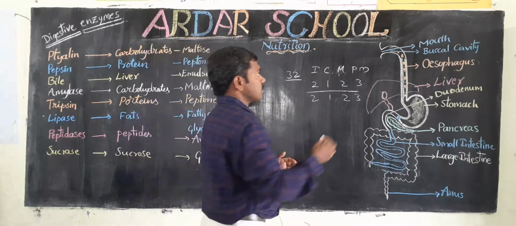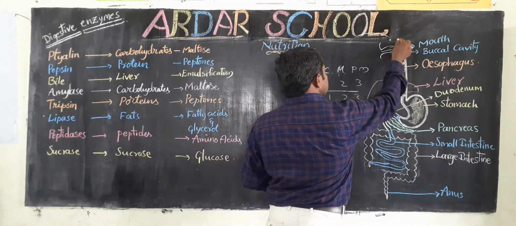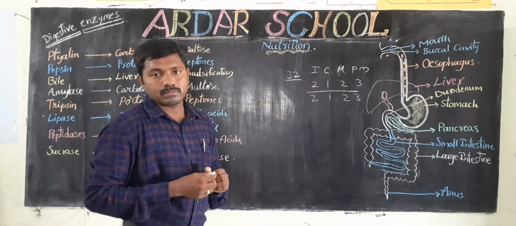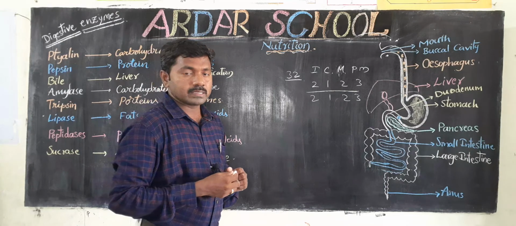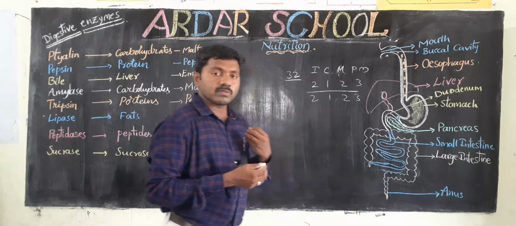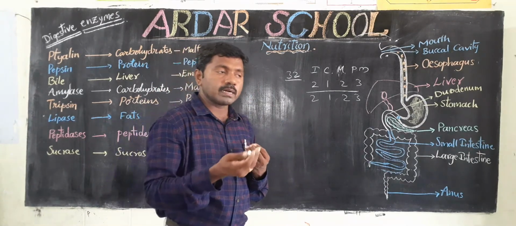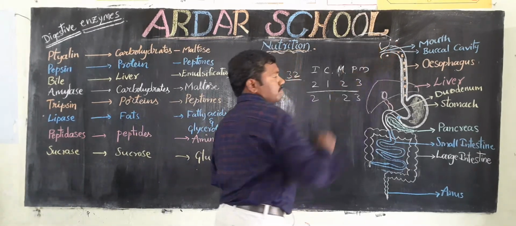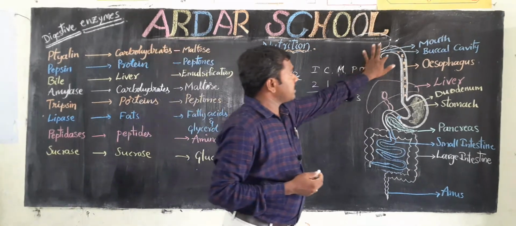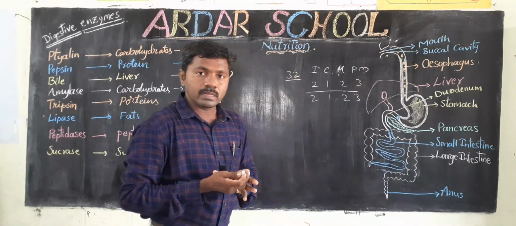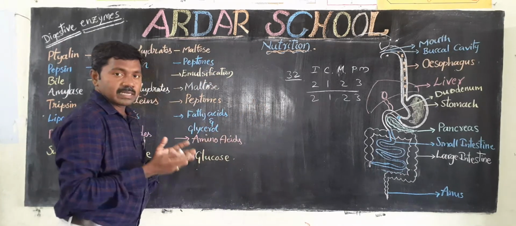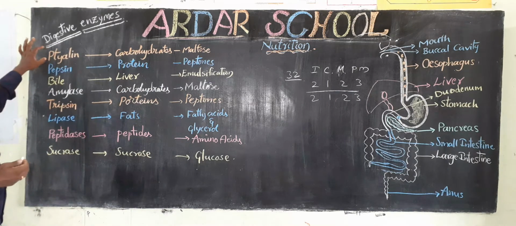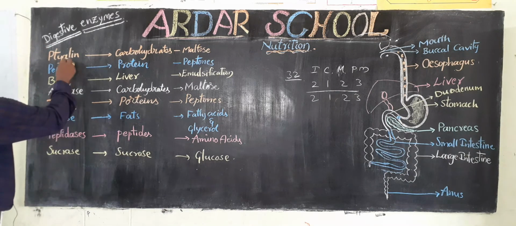Okay children, next one, if you observe here, three pairs of salivary glands are there. When we are taking the food, when we cut or bite and then chew, it mixes with the saliva. The three pairs of salivary glands secrete the saliva. If you observe the saliva, it has one digestive enzyme. What is that one? Ptyalin.